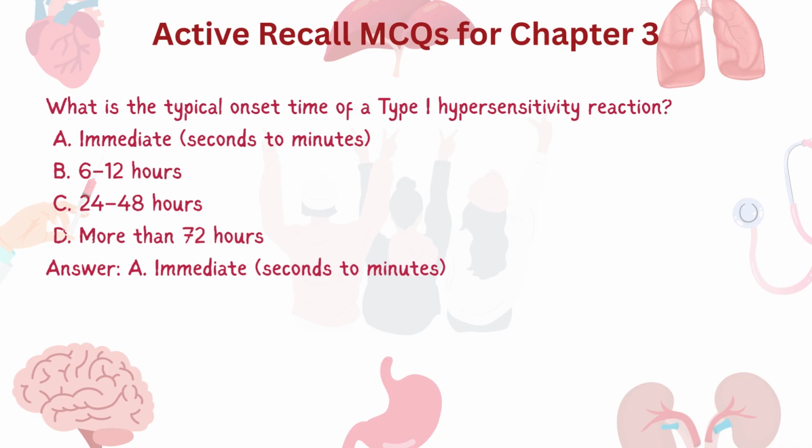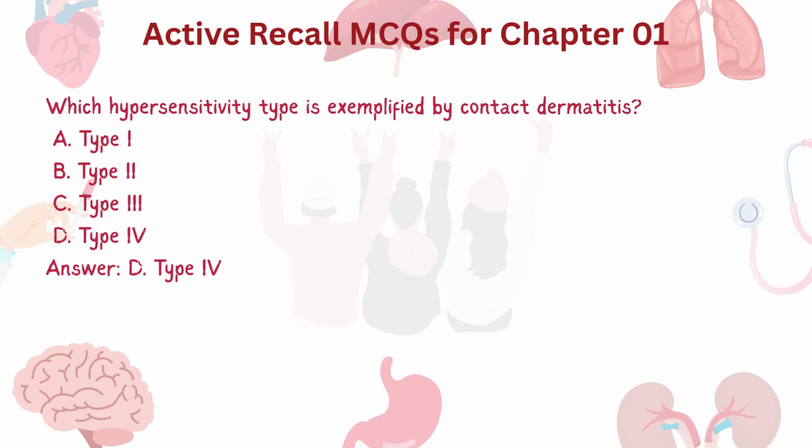Another question from this topic could be, what is the typical onset time of type 1 hypersensitivity reaction? The options are option A, immediate, which means it would develop from seconds to minutes, option B, 6 to 12 hours, option C, 24 to 48 hours, and option D, more than 72 hours. And the answer is immediate hypersensitivity reaction, which is also known as anaphylaxis. It develops in seconds to minutes.